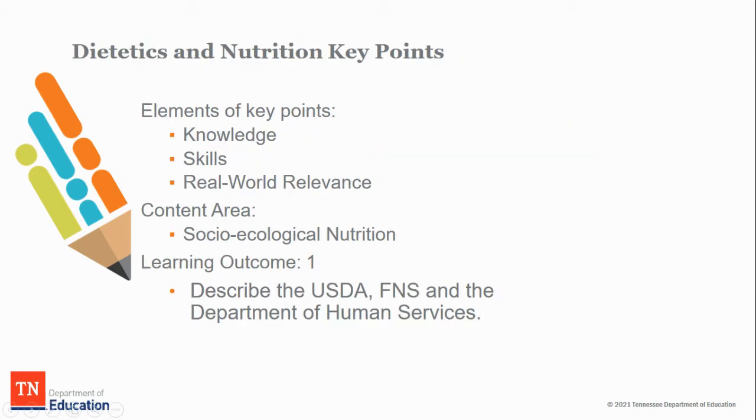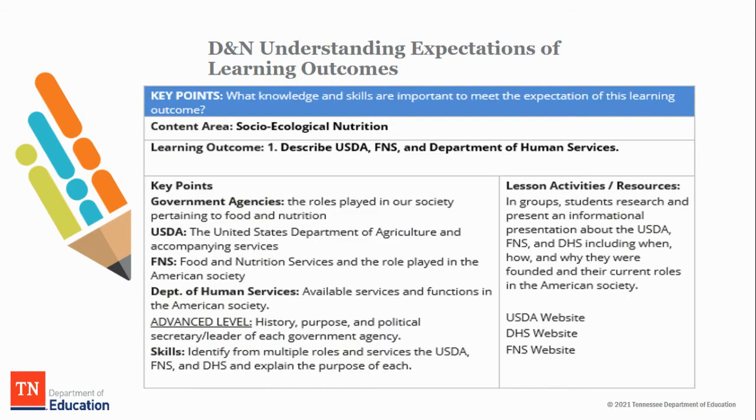So let's take a look at one of the dietetics and nutrition areas. The content area is socio-ecological nutrition. Learning outcome 1 says describe the USDA, FNS, and the Department of Human Services. So you want to break this down into what do I want my students to know, how do I want them to show me they know it, and what is the real-world relevance. So we use a planner like this, and you can see that it is basically labeled with the content area and the learning outcome.